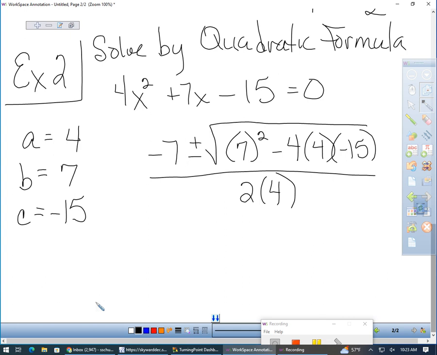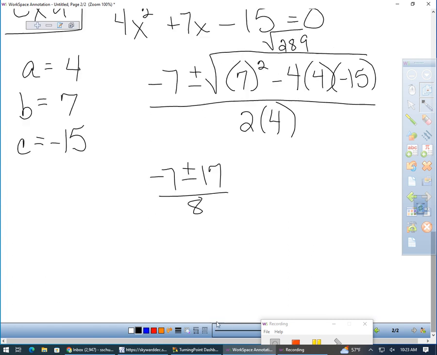289 is what I get in my head, so try it again. 289, okay. 289. Now, we're going to be taking the square root of that 289, right? So I have negative 7 plus and minus 17 over 8. Well, I think 17 is the square root of 289, yes.